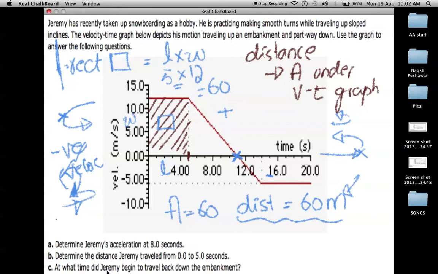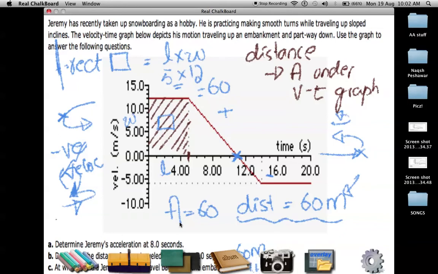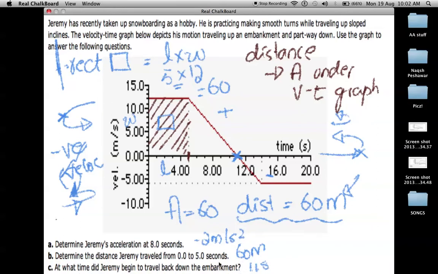So when did Jeremy begin to travel back down? This is 9, 10, and 11 seconds. This would be 60 meters, and the acceleration at 8 seconds is minus 2 meters per second square. So guys, we are done with another example.